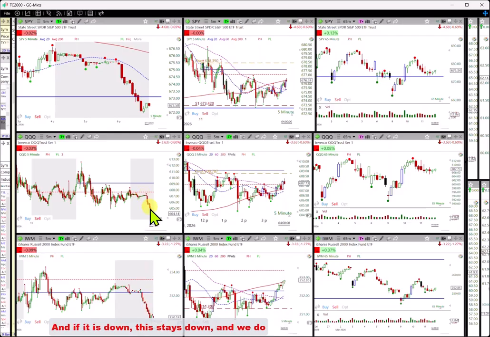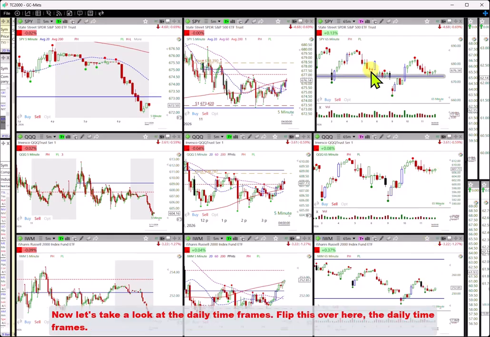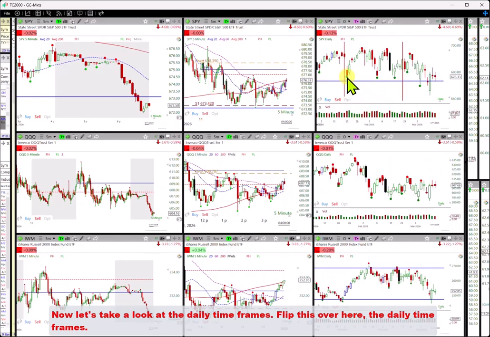And if it is down, this stays down, and we do get a failure of this buy setup, that opens up the door to downside. Now, let's take a look at the daily time frames. Flip this over here, the daily time frames.